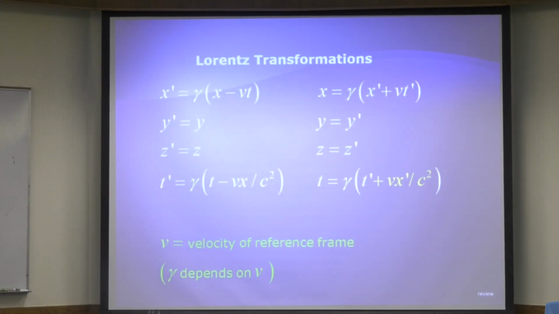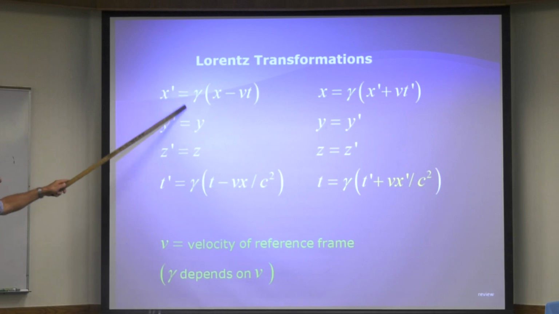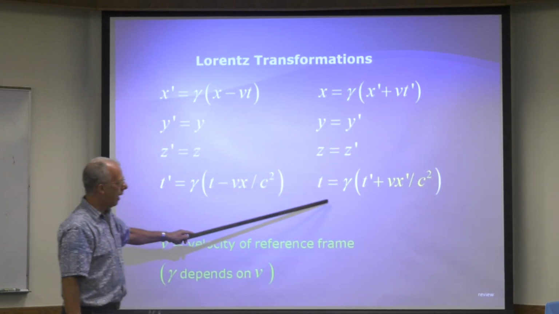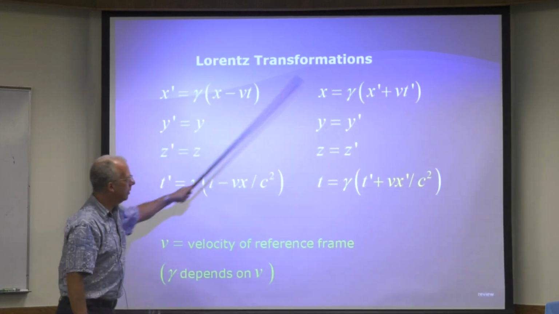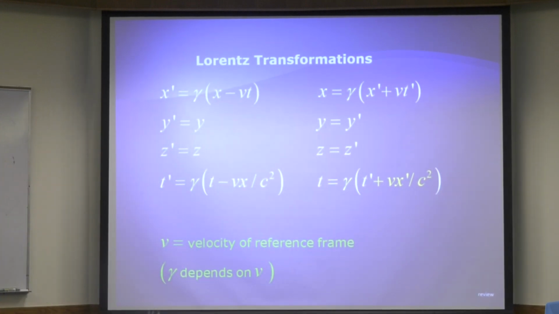And then the Lorentz transformations, the yellow is what Lorentz or Einstein added. Time is not the same, distance is not the same, and that's it. Thank you very much. How's that for time, huh?